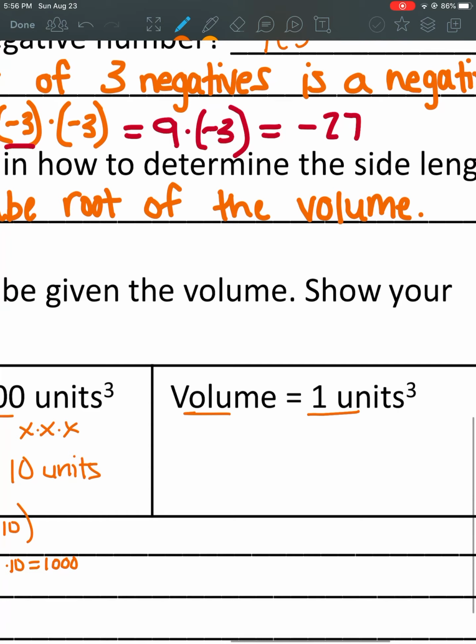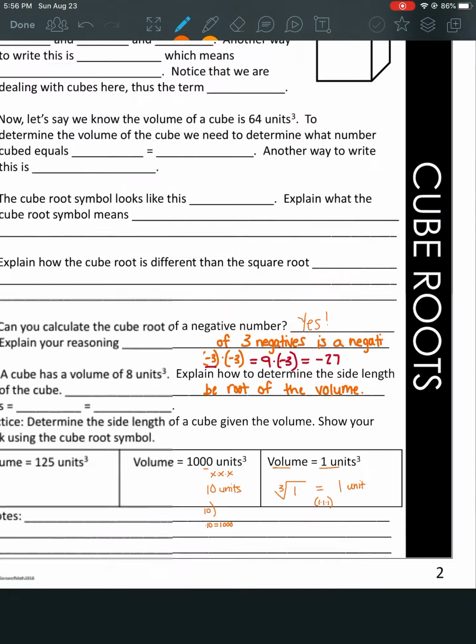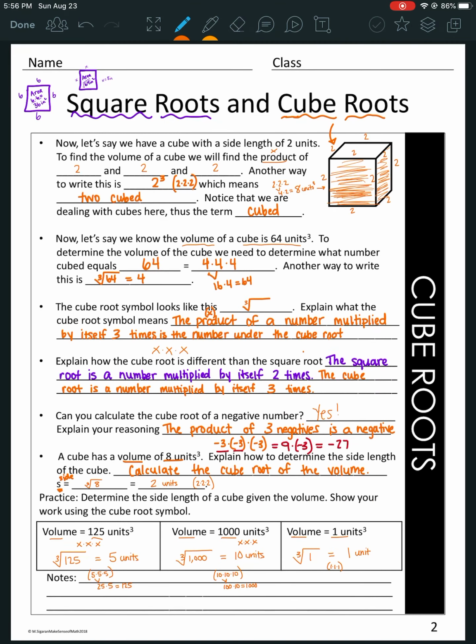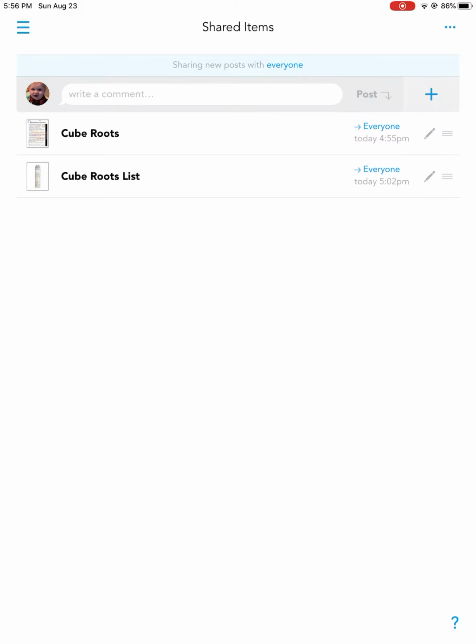Okay, last example, the volume is 1. So again, same process. We're going to take the cube root of 1. 1 times 1 times 1 gives us 1. So the side length in this cube is 1 unit. And 1 times 1 times 1 is going to give us the volume of 1. Okay, so that's the definition, examples of cube roots.